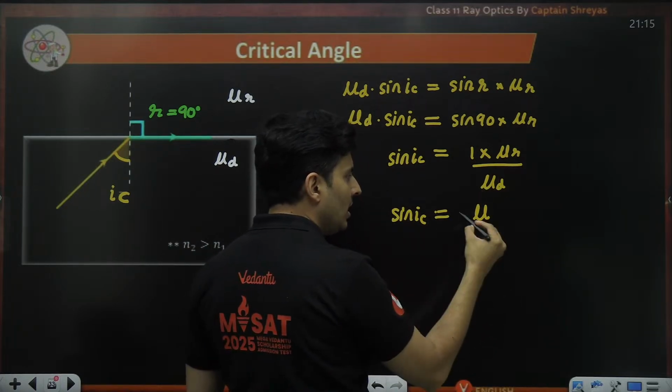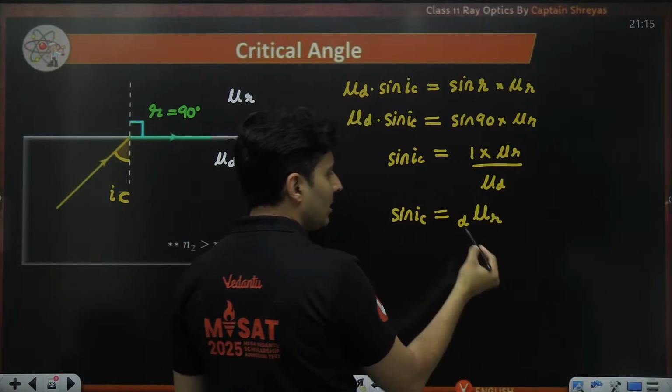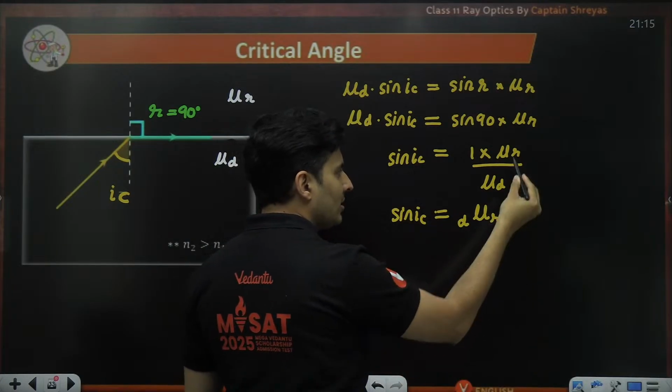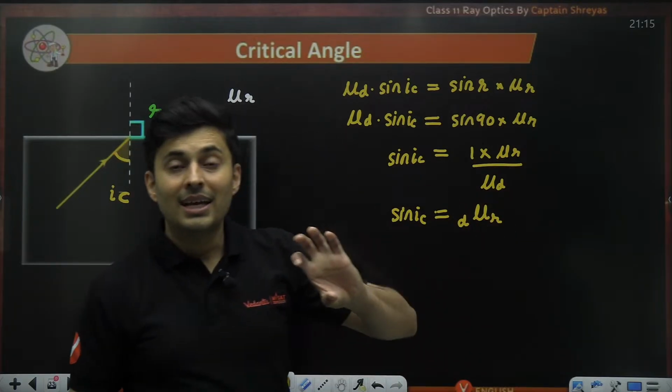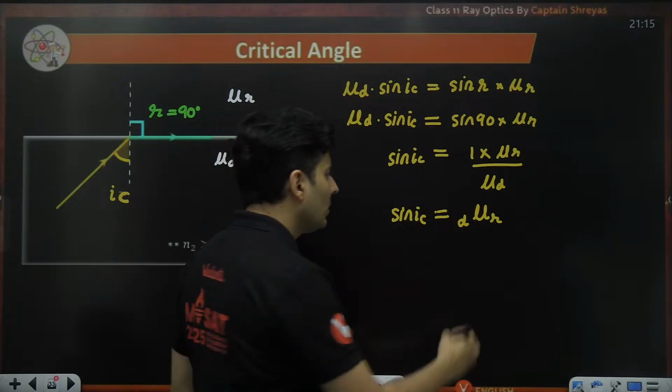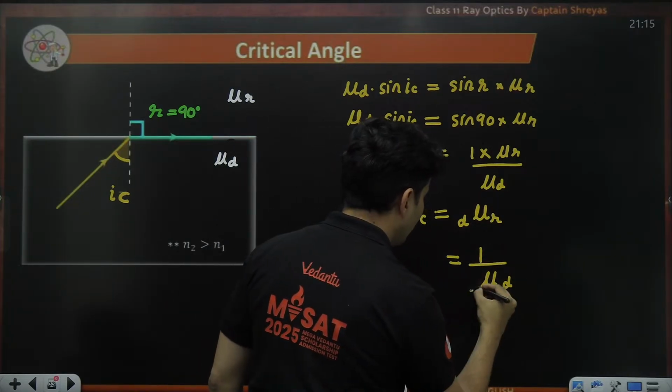Where did the light go? It has gone from the dense medium to the rare medium, so it is mu r by mu d. But usually this is not given to you. The exact reciprocal will be given to you. So it is the same as mu d over here, r over here.